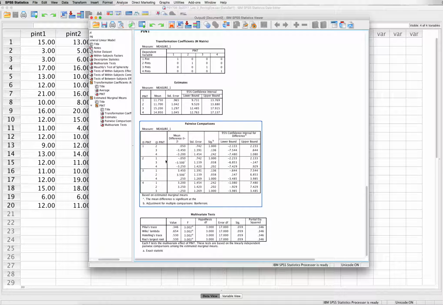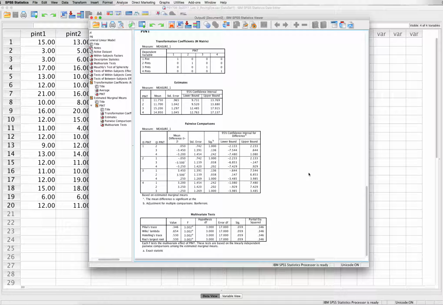If you look at the pairwise comparisons table, this is the post hoc analysis of all the possible comparisons there can be for the different levels. For example, we never ran how pint 1 compares to pint 3, but this is a comparison that we can look at here. We never compared pint 1 with pint 4, but you can look at that information here.